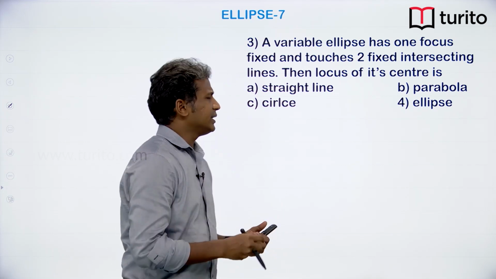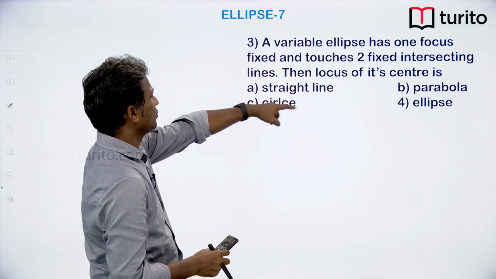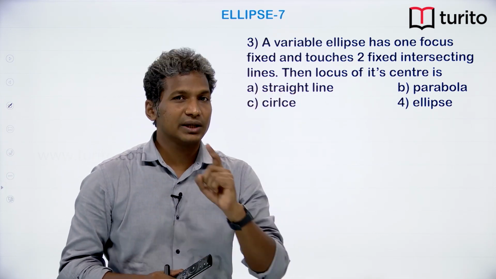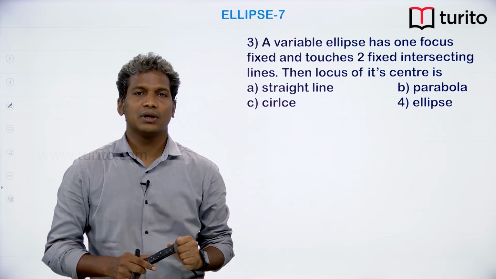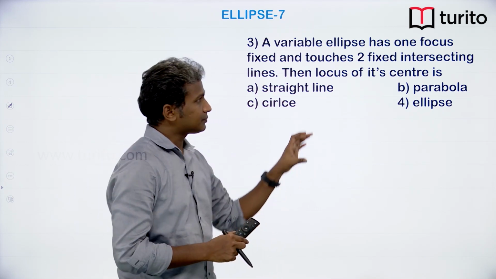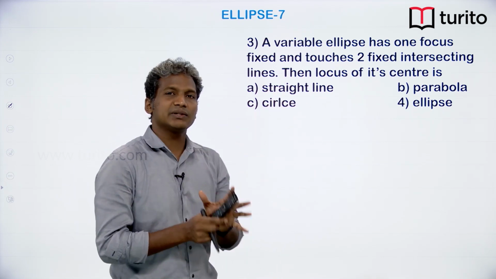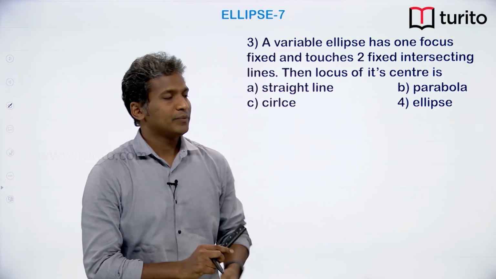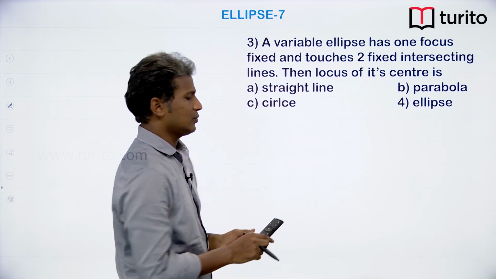So what was the idea? Here, if you look at the options, we are never interested in the equation, we are interested in the shape of the locus. So then what to do? Shift the entire situation to the origin, it is better that way. Okay, so I am going to shift the entire situation to the origin.